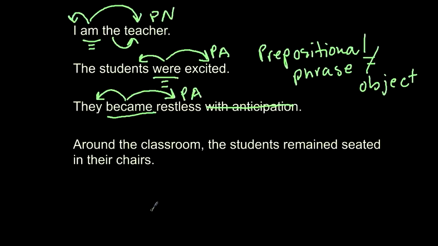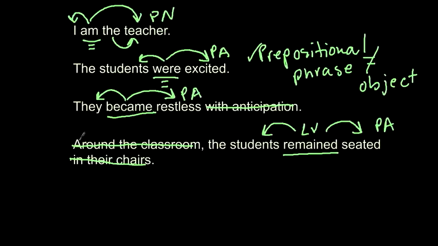Around the classroom, the students remained seated in their chairs. Because we know prepositional phrases cannot be complements, let's take them out first. We're just left with the students remained seated, and this is a much easier sentence to deal with. Remained is the linking verb, right? And it's linking the subject, which is students, to the adjective seated. It's describing the students. They are in the state of being seated. So it is a predicate adjective.